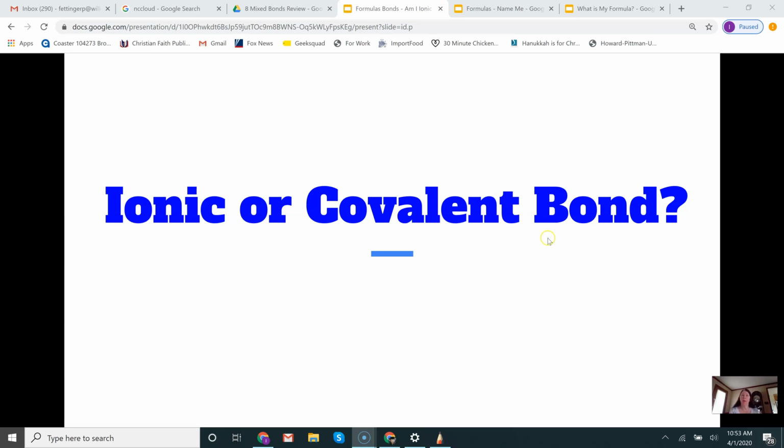Now that we've learned about ionic bonds and covalent bonds, I want to help you put it all together. So the most important thing to understanding bonding is to first determine what kind of bond you have present. First we're going to go through a couple of bonds and just try to pick out what type of bond we have and determine if it's ionic or covalent.